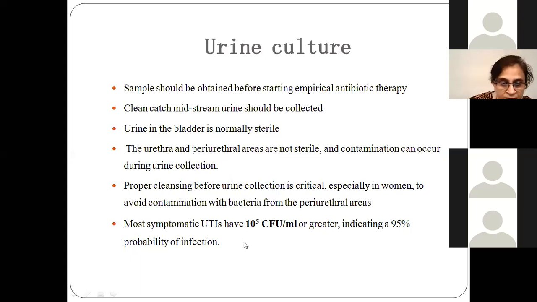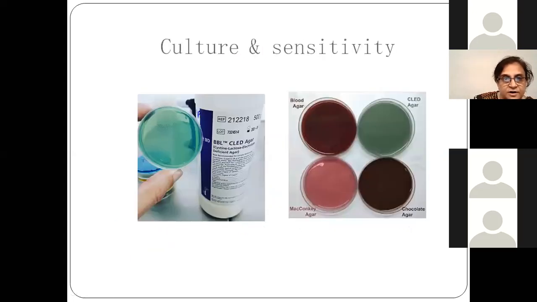If you've ever seen a urinary culture report, what we write is the organism, and we give the colony count, the number of organisms. If the colony count is 10 power 5 colony forming units per ml or greater, then it means that there is infection of the urinary tract. This is the medium which is used for culturing of urinary samples.